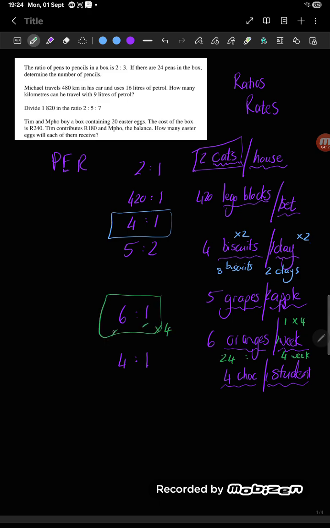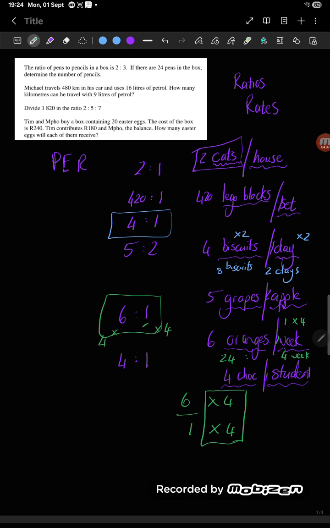I've got to do to this side of the ratio as well, because this is kind of like a fraction, 6 over 1. And what I do to the bottom, I times it by 4, I do to the top. Then I didn't change the number, I just broke it up into smaller parts. And let's see how this works.